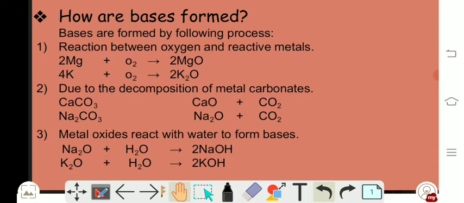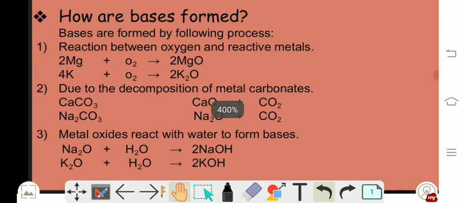Today we are going to discuss how bases are formed. In our previous video, we have already discussed the base. What is base? Now in this video, we are going to discuss the formation of base. Well, friends, how are bases formed? You can see the question. Now I will discuss how the bases are formed. Let's go to number one.